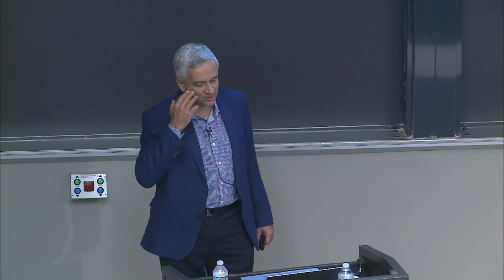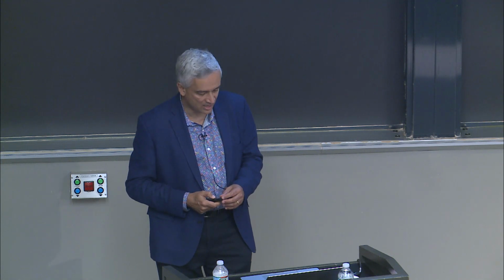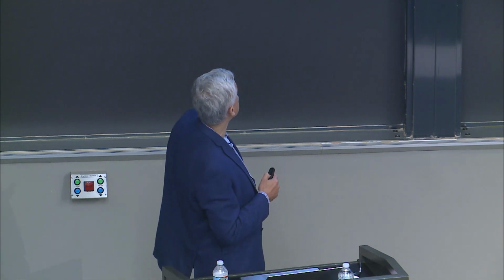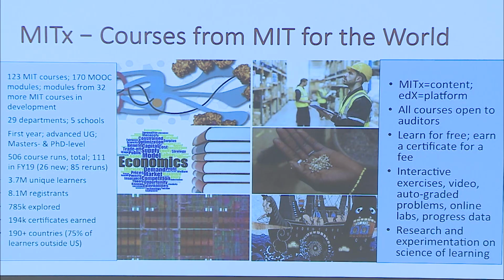And so we prefer really to count courses that our learners seriously engage with, and the phrase we use is explored. Explored for us means you watched at least half the videos and did at least half the problems. And we've had 785,000 people explore at least one of our courses. All of the learning in our courses is open to anyone for free. If you wish to earn a certificate, you pay a small fee. And at this point, we have had 194,000 certificates earned.